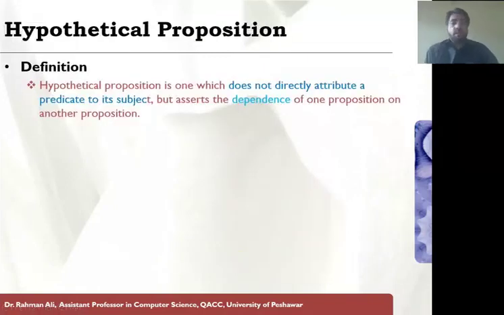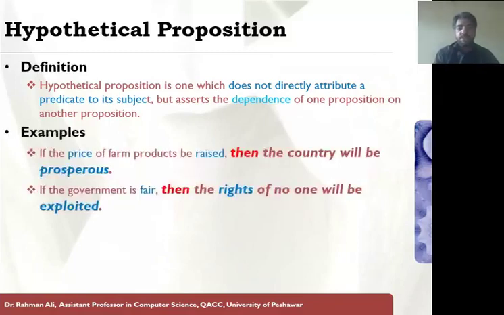And this was all about the categorical proposition. The second type of proposition is called the hypothetical proposition. A hypothetical proposition does not directly attribute a predicate to its subject. In categorical propositions, we studied that there will be a predicate and a subject, but in this case our emphasis will not be on the predicate and subject, but on the dependency of one proposition on another proposition. So that will be discussed in hypothetical proposition.